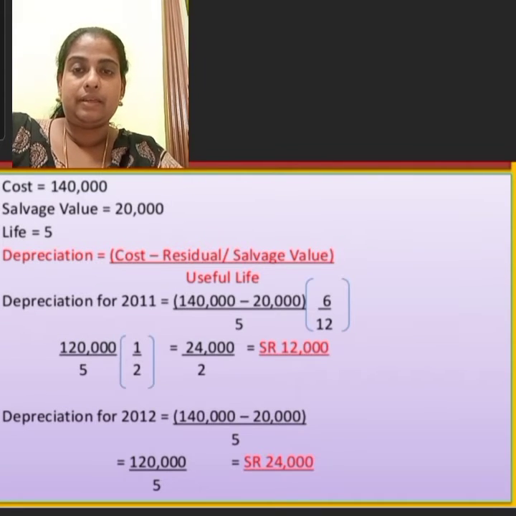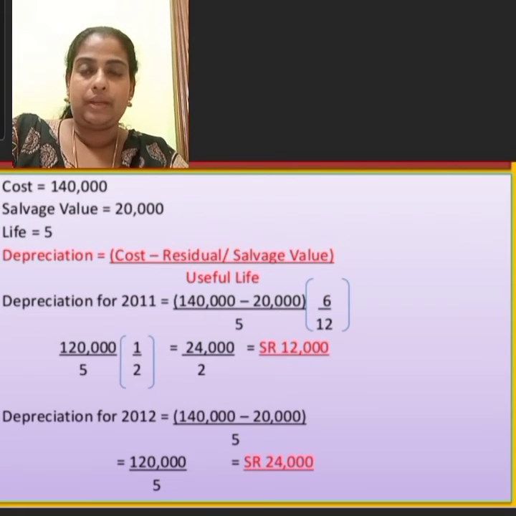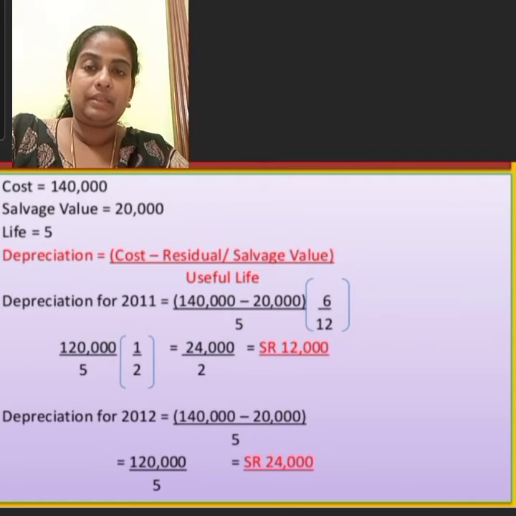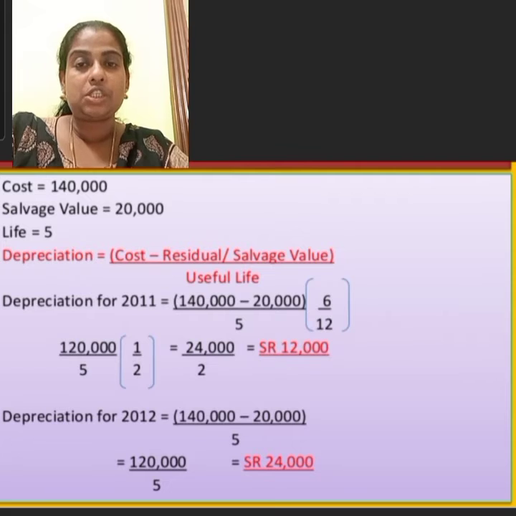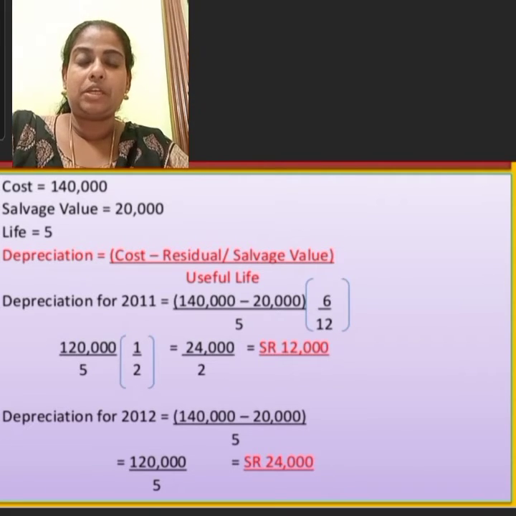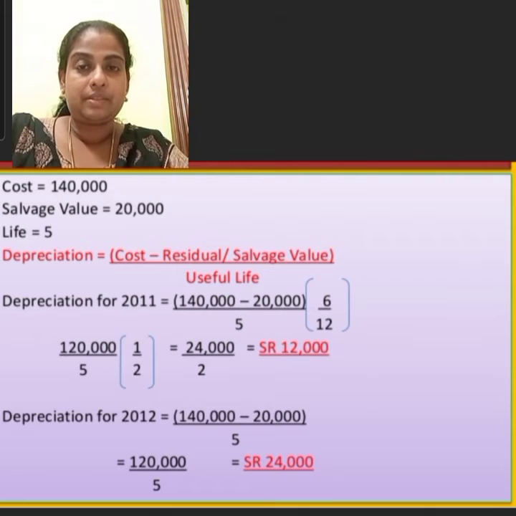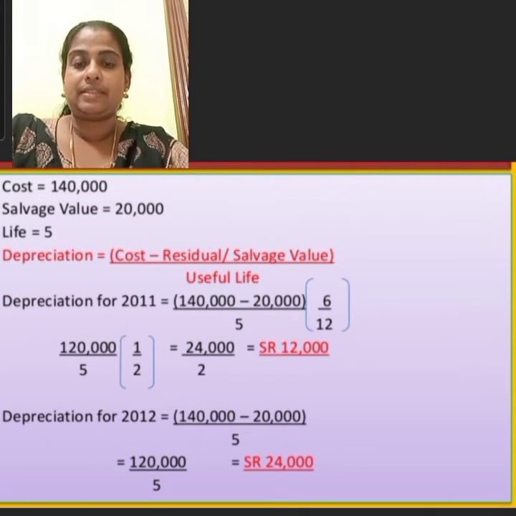In the same method, we have to calculate the amount of depreciation during the year 2012. Under the fixed installment method or straight line method, the amount of depreciation to be charged will be the same. So the amount of depreciation equals 1,40,000 minus 20,000 divided by 5, that is 24,000.